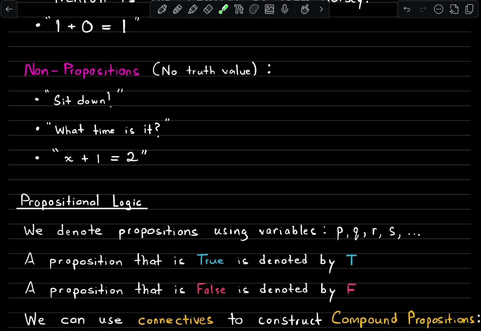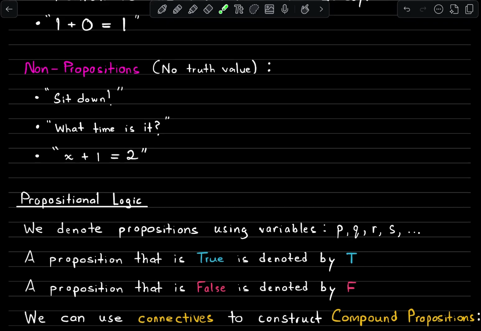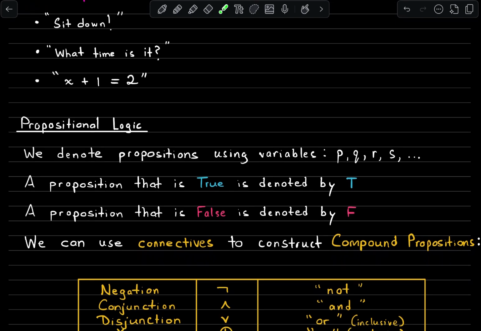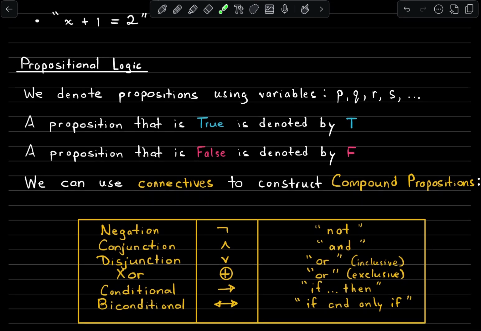All right, so then we can use what are called connectives to construct compound propositions. We're going to make combinations between these individual propositions, and we're going to be able to make more complicated claims or arguments from these propositions. So what do these connectives look like? We've got a little table here.